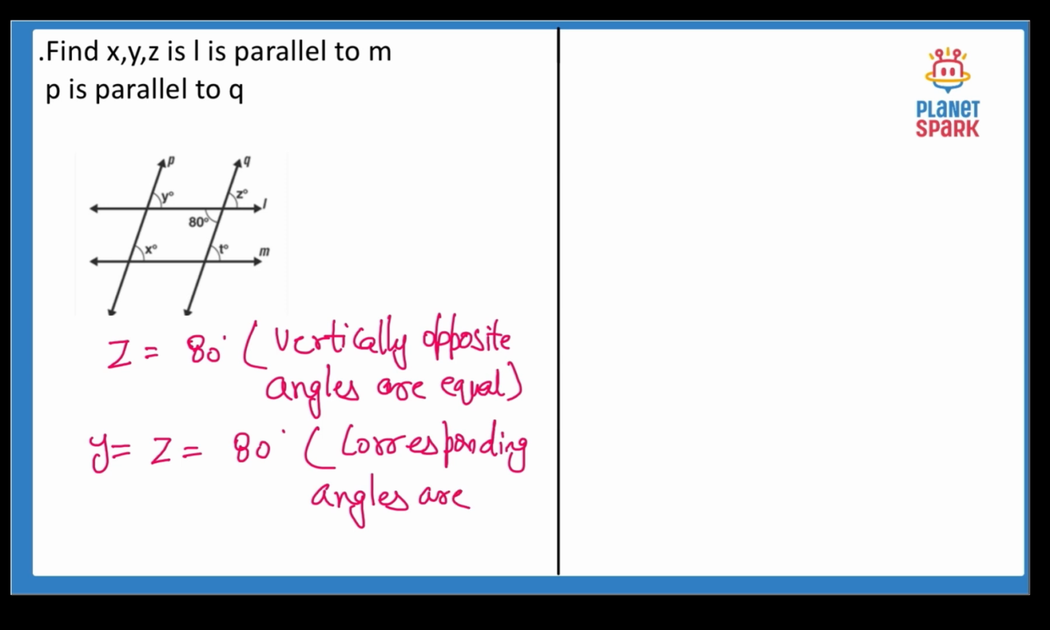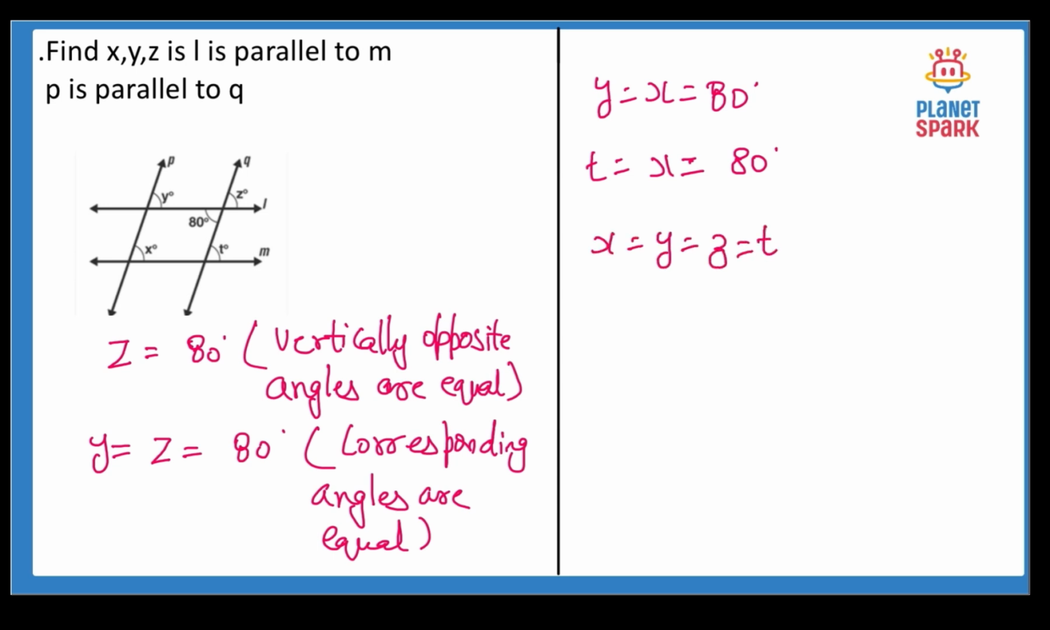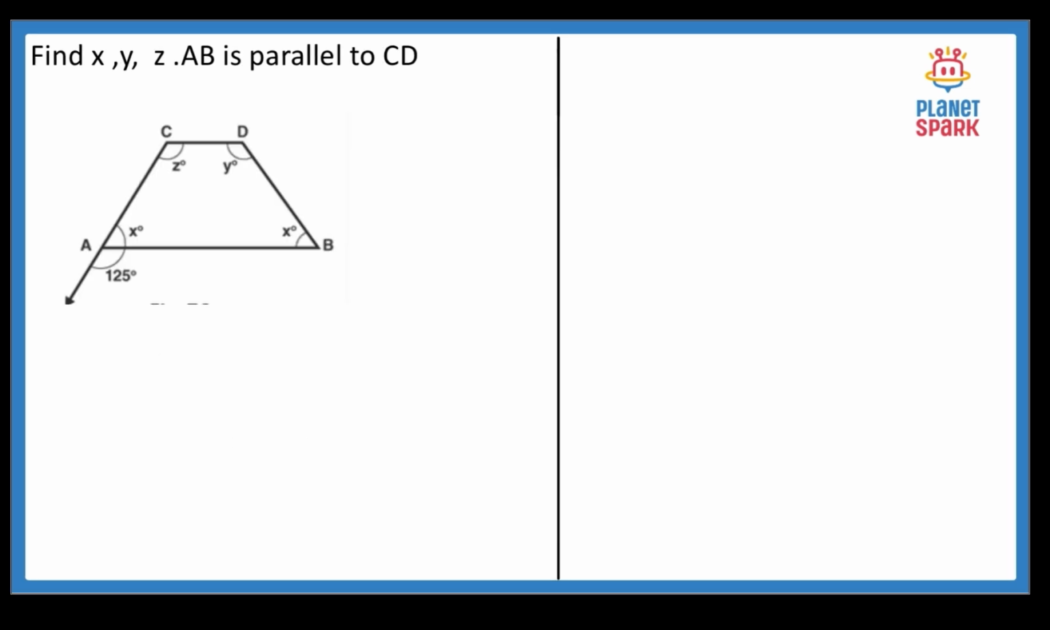Again, if you carefully observe, we have L is parallel to M and line P is the transversal. That means Y is equal to X is equal to 80 degrees. Again, corresponding angles are equal. Similarly, angle T is equal to angle X, which is equal to 80 degrees. Again, corresponding angles are equal. So in this question, we got the value of X, Y, Z and T all as 80 degrees. I hope this question is clear. Moving on to the next question.